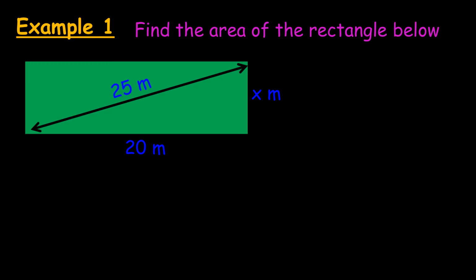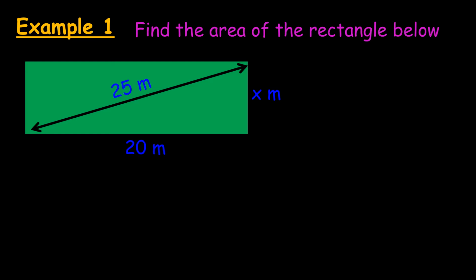We can also be asked to use Pythagoras to find a shorter side, but in a context. So just like we did with Pythagoras to find the hypotenuse, we're going to look at some context-based questions using Pythagoras to find one of our shorter sides. So this question here asks us to find the area of the rectangle below.